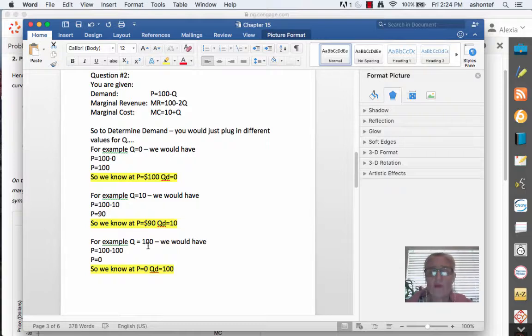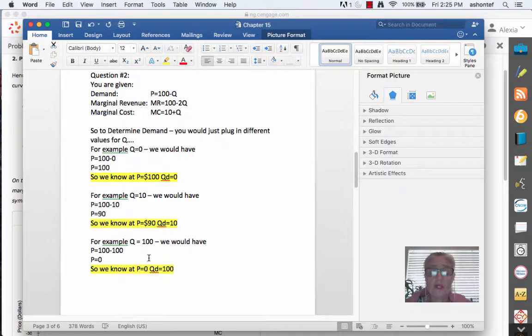I've done 3 examples. So we could do, for example, at Q of 0, what would price be? All we would do is take our formula. The demand curve is P equals 100 minus Q. So we just plug in 0 for Q, and we would find when Q is 0, our price is 100. If we then wanted to use the number 10, we plug that into the formula, and that would be price is 100 minus 10. So we would now know when the price is 90, our quantity demanded is 10.